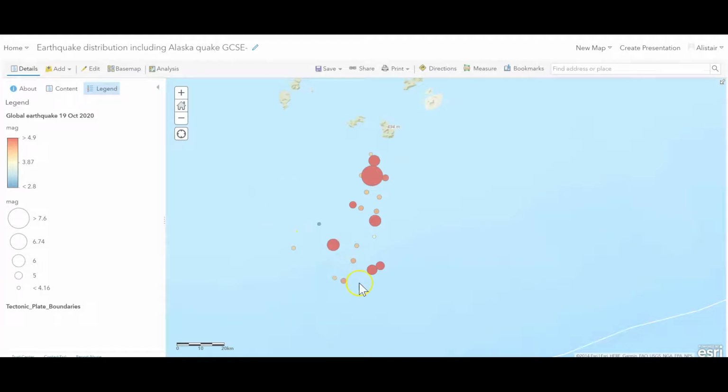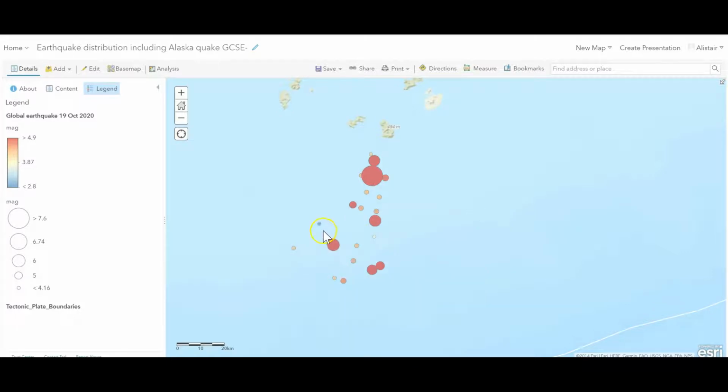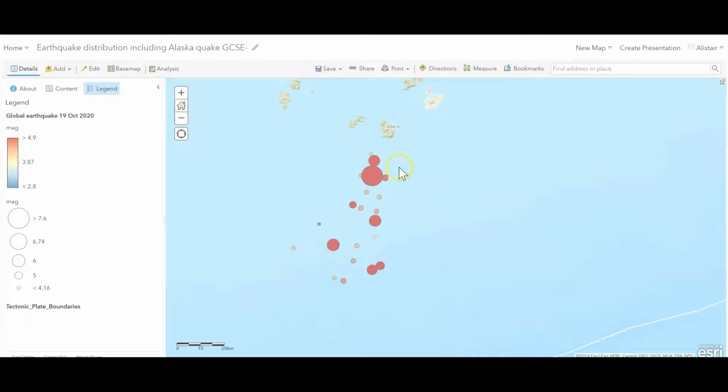Now I'm going to pick one that's definitely not one of the 4 biggest, and it's going to be this one. Right, so you click on there, and there you can see it's a depth of 16 kilometers and a magnitude of 4.6. So again, one that's definitely not the biggest. Magnitude of only 2.9. So what you need to do is to go around and find the 4 biggest.